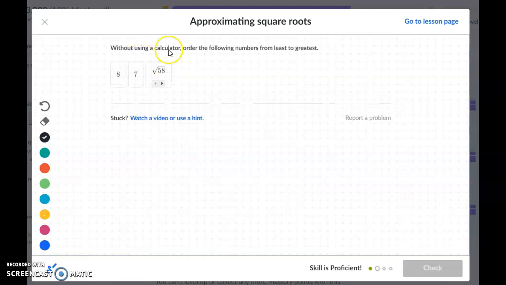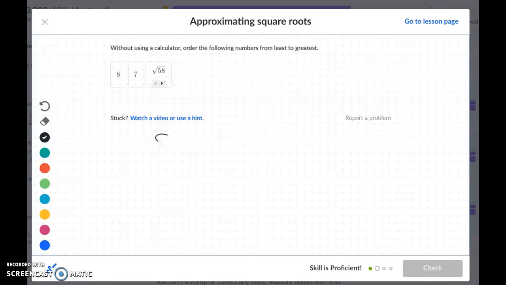Okay, this next one. Without using a calculator, order the following numbers from least to greatest, so from smallest to biggest. You can see here again that we have two whole numbers, and then we have the square root of 58. So what is the square root of 58? I have no idea. But using my multiplication facts, I can figure this out.